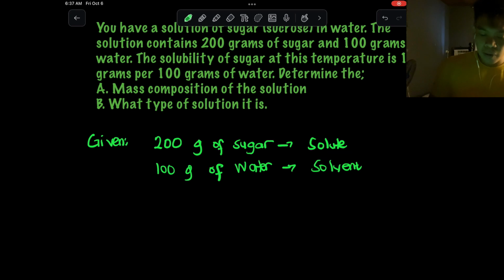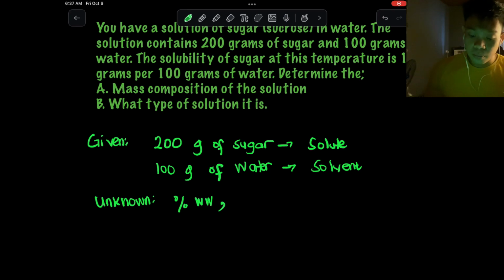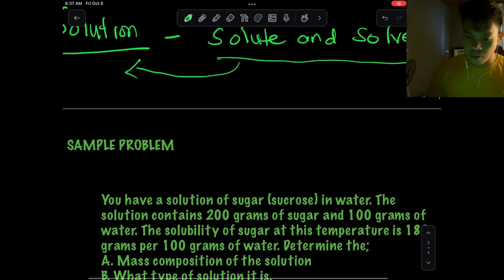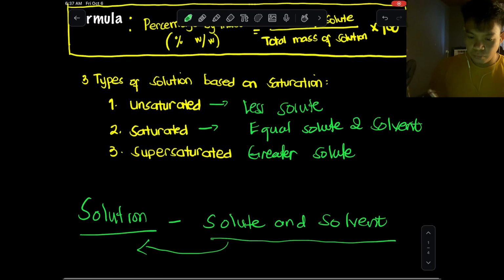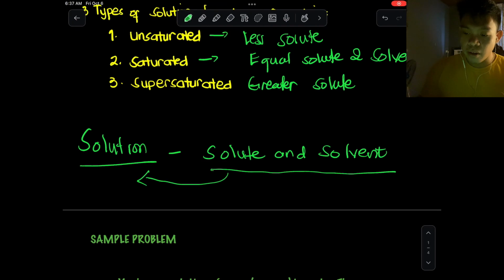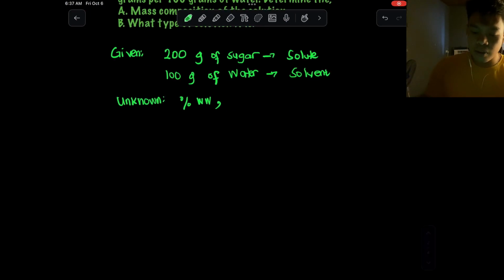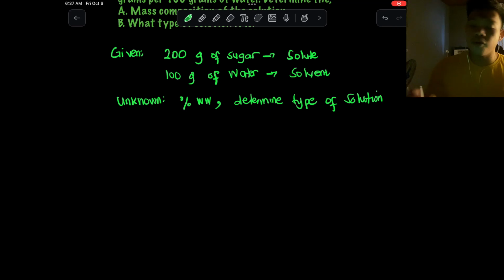Out of this given, we need to find out the unknown, or what is being asked in the problem. In this problem, we are asked to determine the mass concentration or mass composition of a solution, which is only an abbreviation. And also, we are asked to determine the type of solution. So this is our unknown. This is what the problem is asking us to solve.